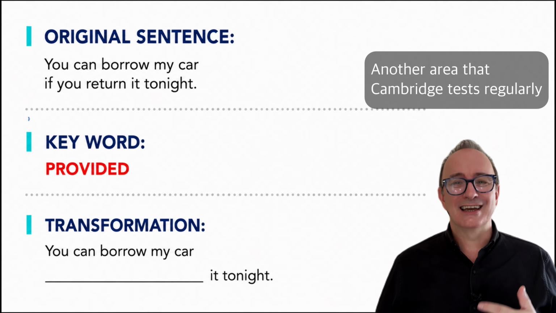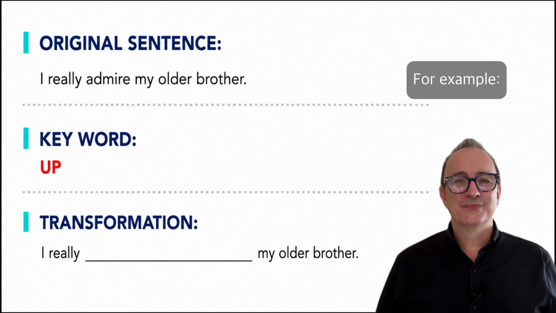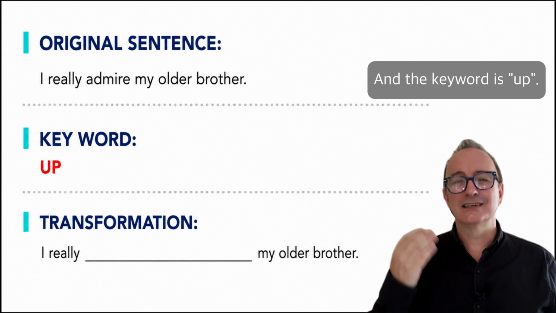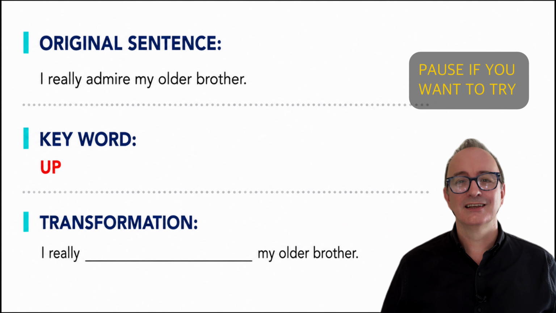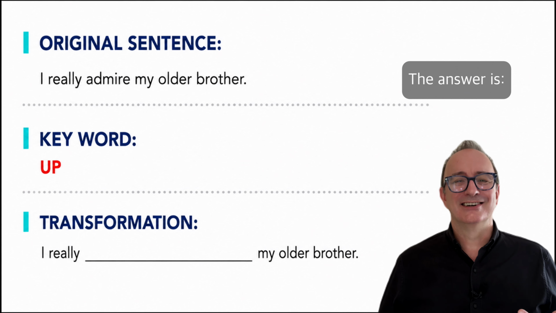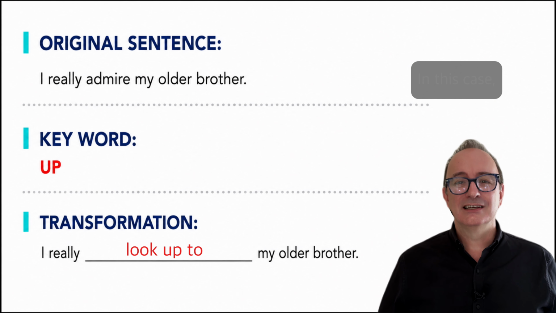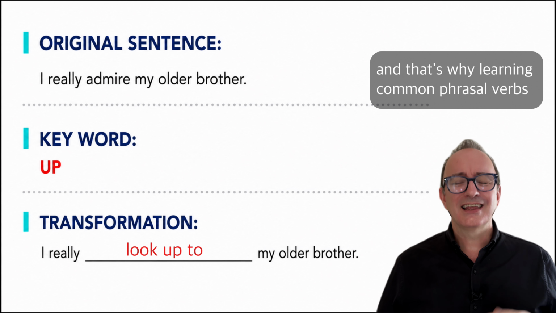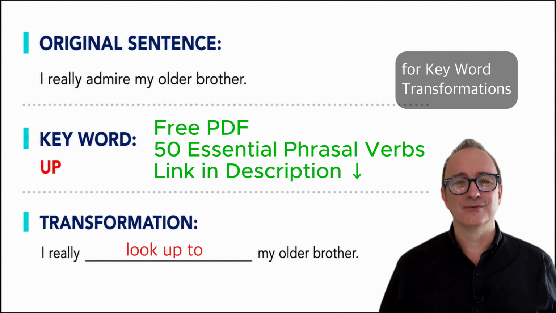Another area that Cambridge tests regularly is phrasal verbs. For example, "I really admire my older brother," and the keyword is "up". I really gap my older brother. The answer is: I really look up to my older brother. In this case, you either know the phrasal verb "look up to", or you don't. And that's why learning common phrasal verbs is so important for keyword transformations.